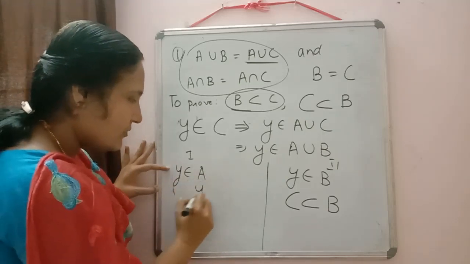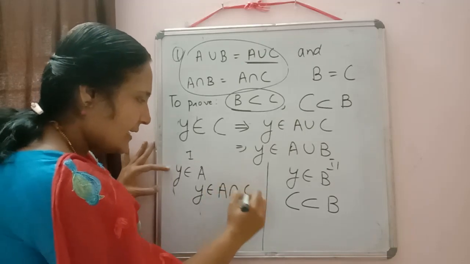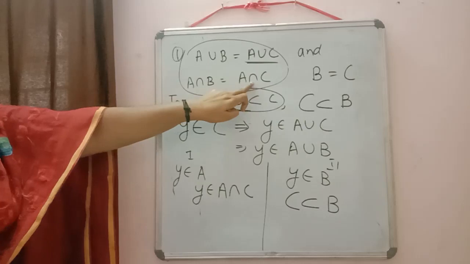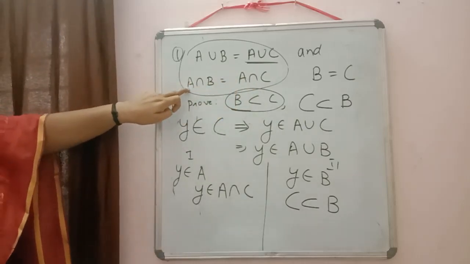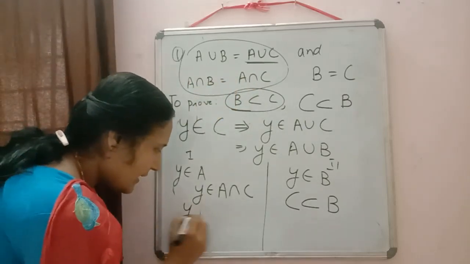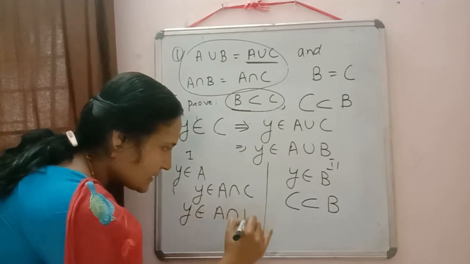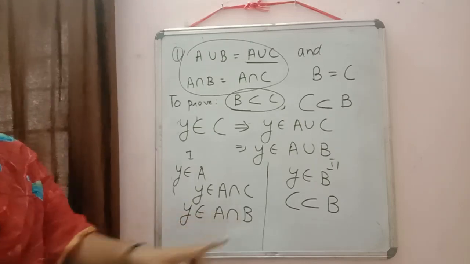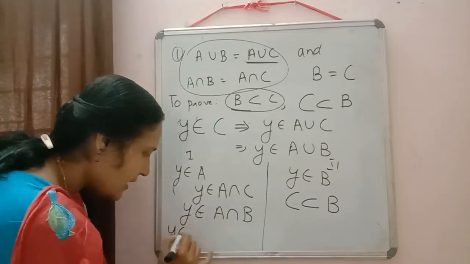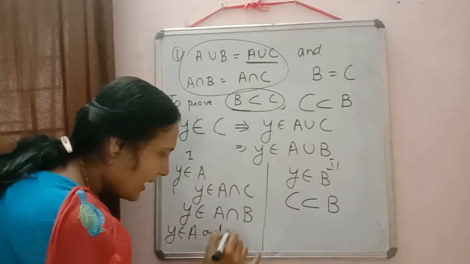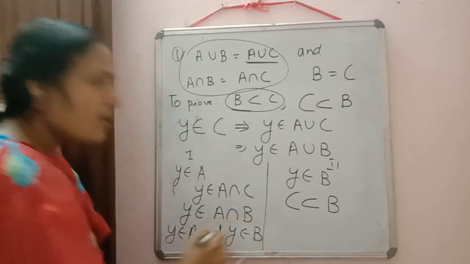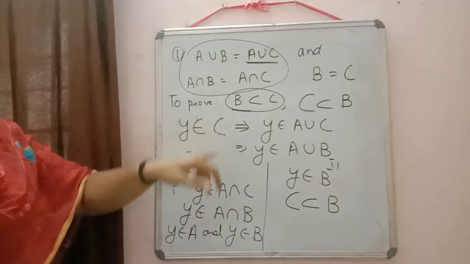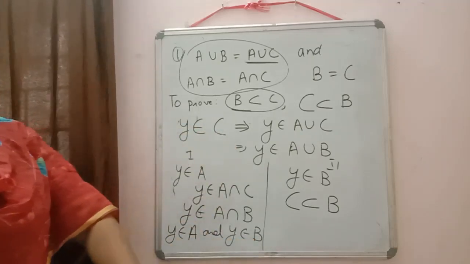Yes, so we can write Y belongs to A intersection C. And now use the information: A intersection C is equal to A intersection B. So we can write Y belongs to A intersection B. Y is there in A and Y is there in B also. So we can write in this way: Y belongs to A and Y belongs to B. So in this case also we started with Y belongs to C and we are getting Y belongs to B.